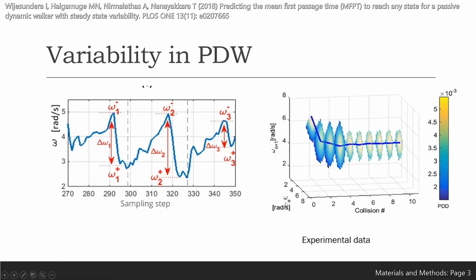So here is a plot of angular velocity for a part of one experimental trial. The sharp drop of angular velocity during each collision has a lot of variability, as you can see from the difference in the drops. And the figure on the right shows the probability density distribution of the return maps at each collision number for all trials. So the wider the distribution, the more variability. And as you can see, once the walker converges into this metastable motion, while lower, there still exists considerable variability.